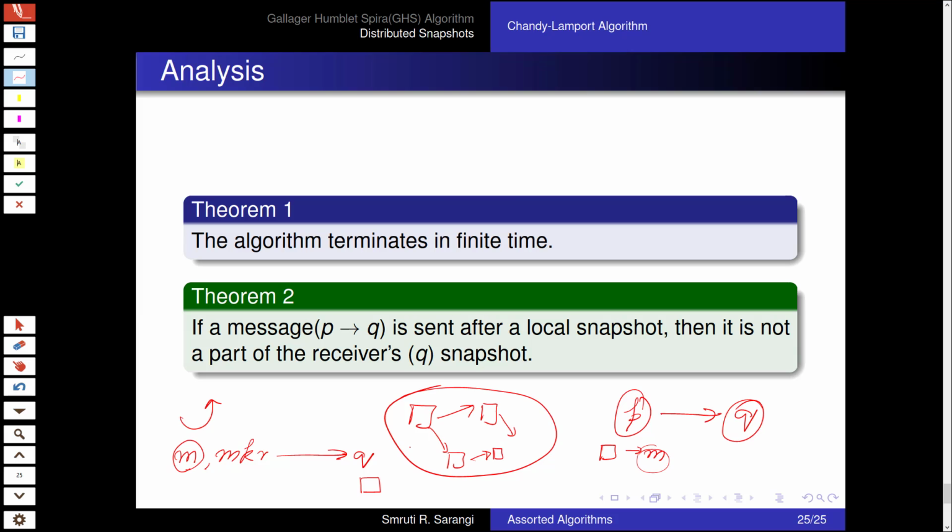This was our simple definition of consistency. And as you can see, this simple algorithm does provide our definition of consistency. What is it? If a receive has been logged in the snapshot, that implies the send has also been logged.